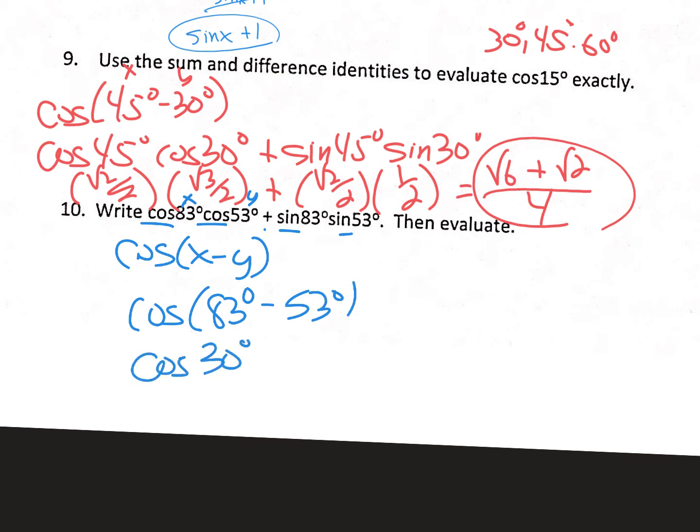You can stop right there if it's a number we don't know, but we do know what cosine 30 degrees is. It's square root of 3 over 2. And there you go. All right, let's do the back. All right, here we go.